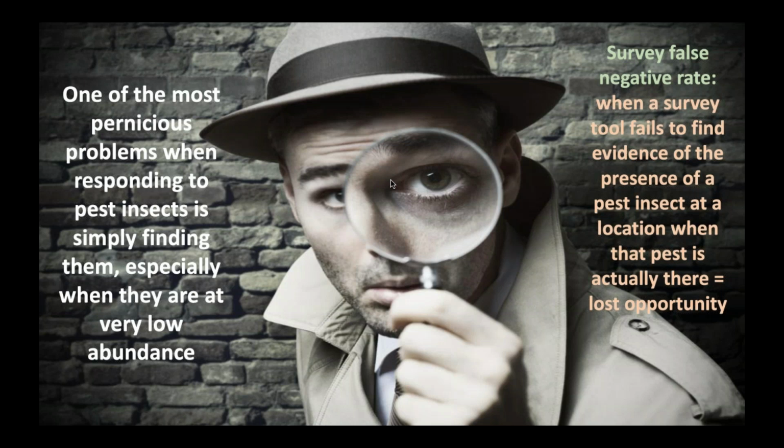So most of the rest of what I'm going to talk about is centered around this problem. How do we reduce the false negative rate from the surveys for pest insects, both across agricultural and forest ecosystems?